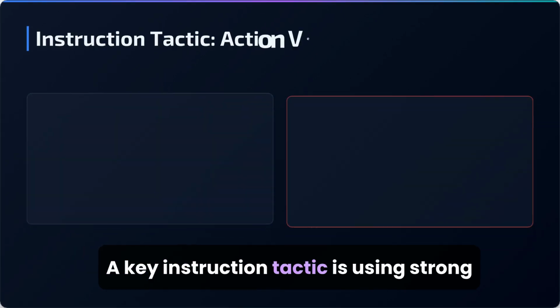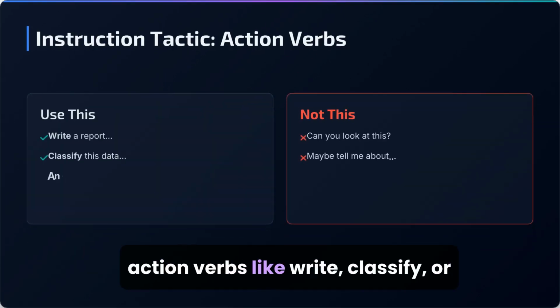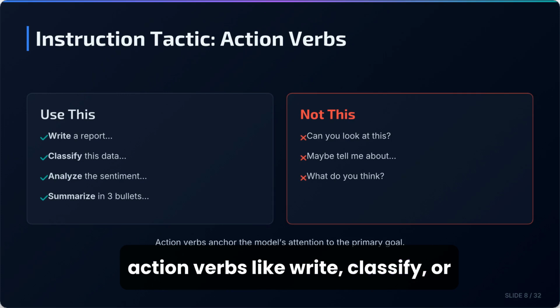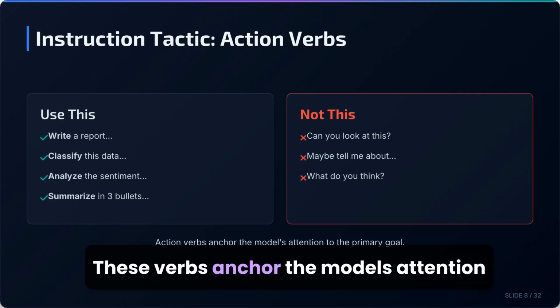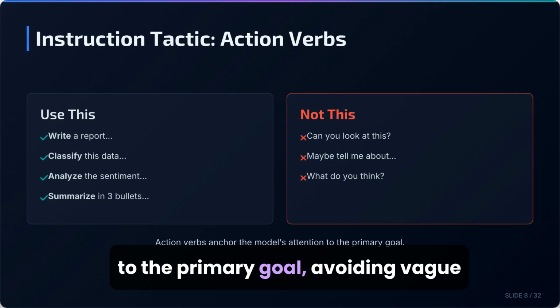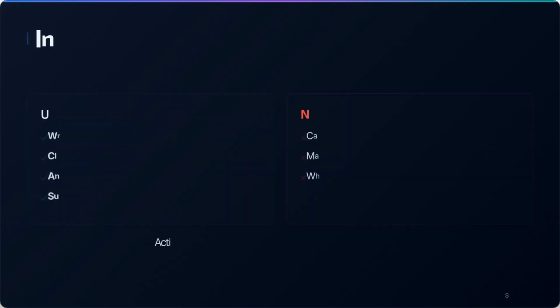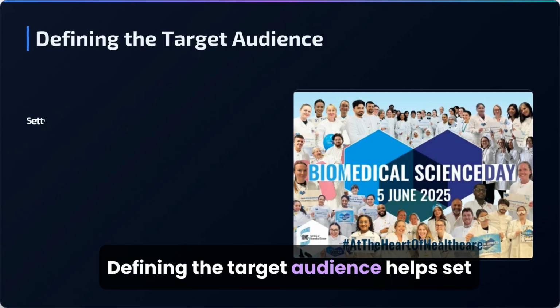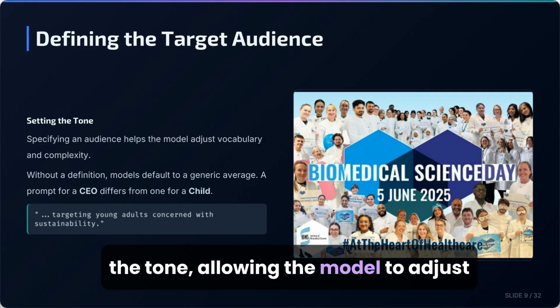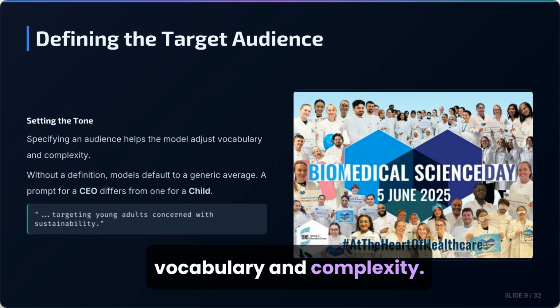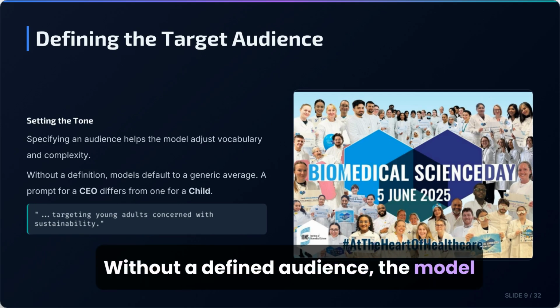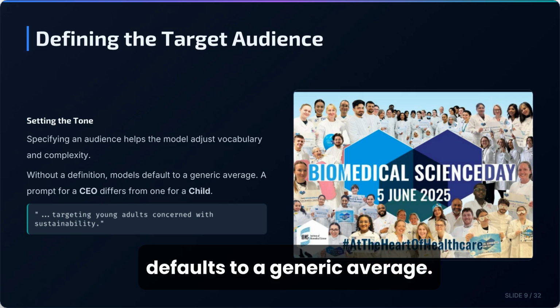A key instruction tactic is using strong action verbs like write, classify, or analyze. These verbs anchor the model's attention to the primary goal, avoiding vague requests. Defining the target audience helps set the tone, allowing the model to adjust vocabulary and complexity. Without a defined audience, the model defaults to a generic average.